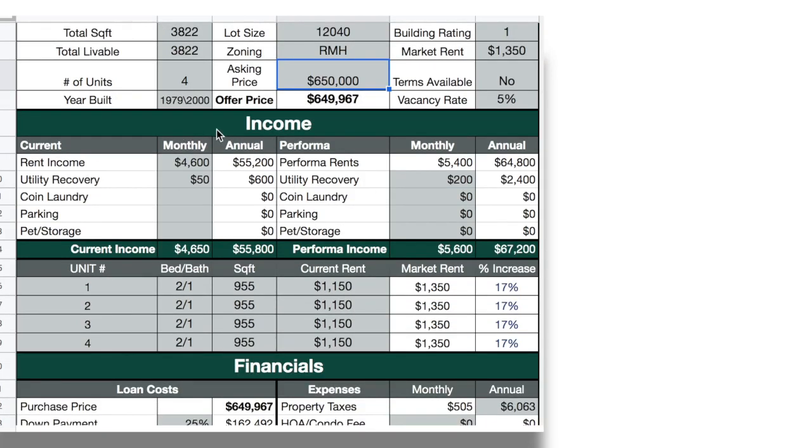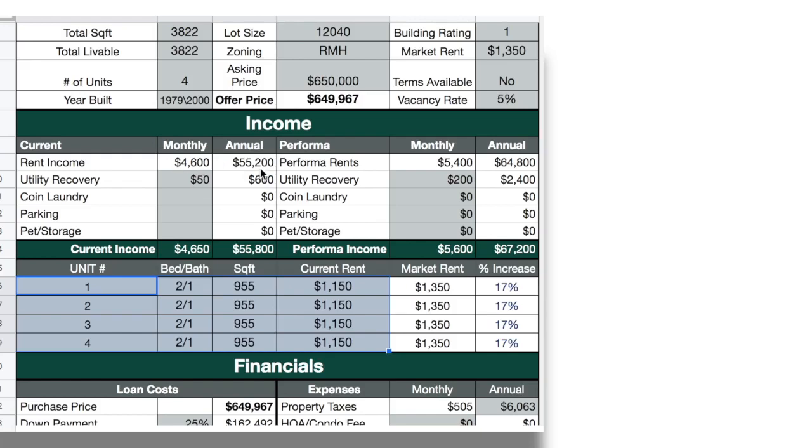Next, we have the income section. Right here you have current, and here you have Performa. So currently this is what the seller reported is what is being populated here. This populates automatically when you put these in. A lot of times you'll just get a rent roll, so you'll type in all of these. So this should actually be white. You put in all of this information, and then it's going to give you the current income.